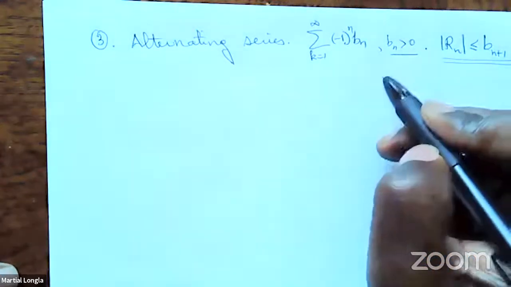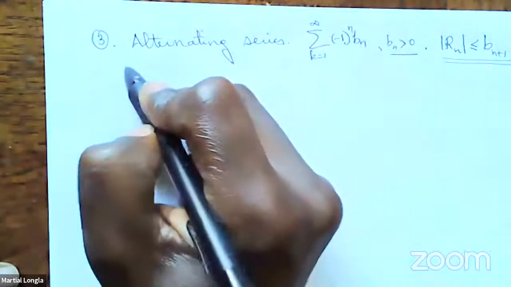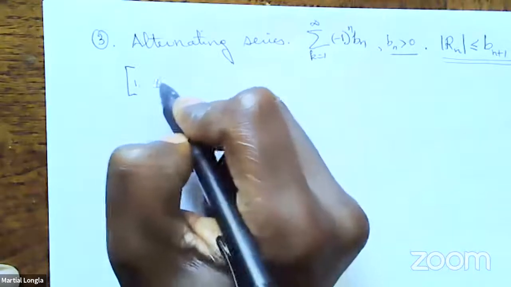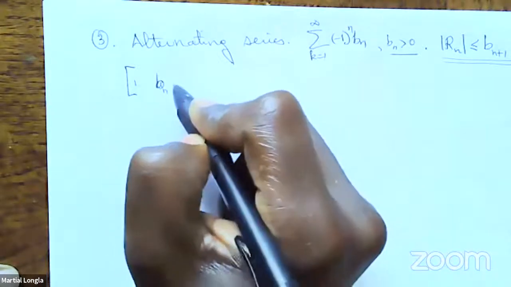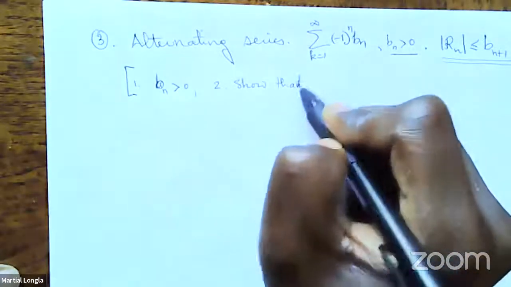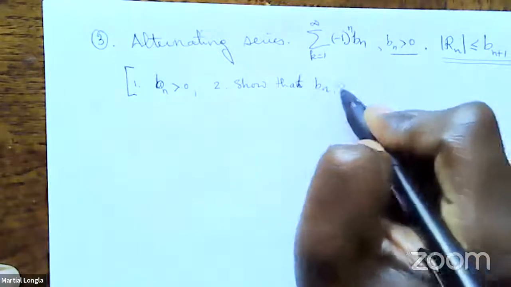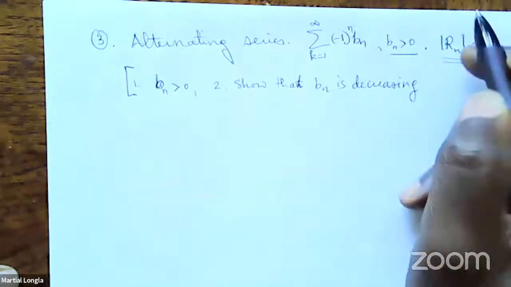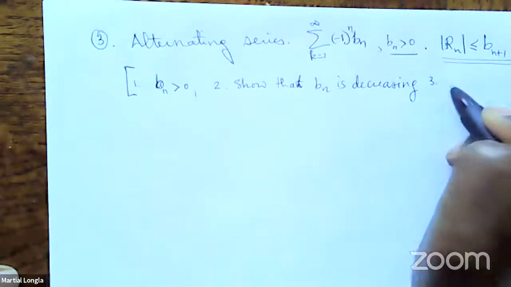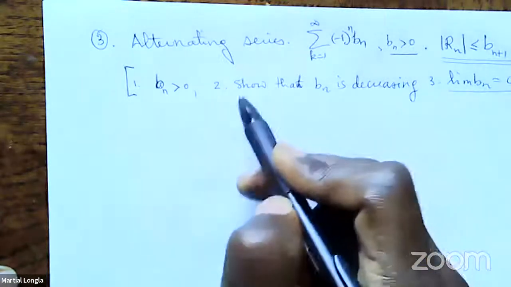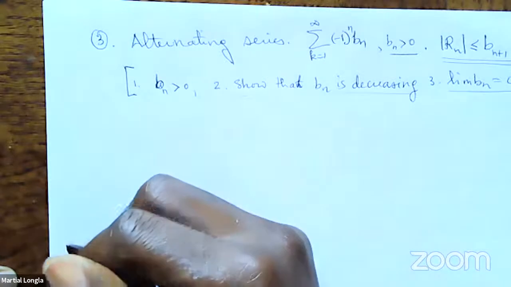When you're answering the question for alternating series, to show that it converges, you need to have: 1, you get your b_n defined to be positive. You need to show 2, that b_n is decreasing, or non-increasing if you want. And you need to show 3, that the limit of b_n equals 0. You don't just declare that it is decreasing, you show that it is decreasing.